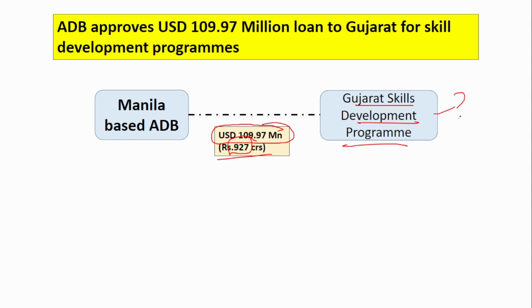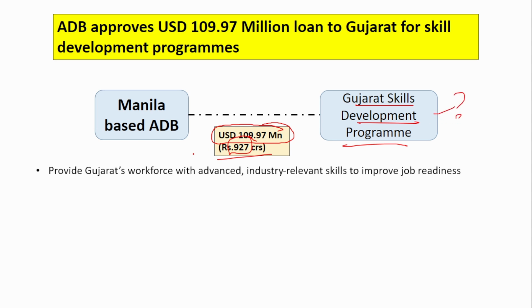So, what is this Gujarat Skill Development Program? So here, this program will provide the Gujarat workforce with advanced industry-relevant skills to improve job readiness. See, there is always a skill gap between what you learn and what the industry actually wants, right? That gap is being covered by this program. Okay, so they will actually prepare you for the job. The actual skills required for you to be recruited into the job, those skills will be trained in this program.